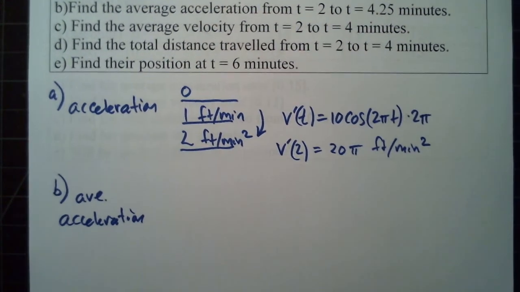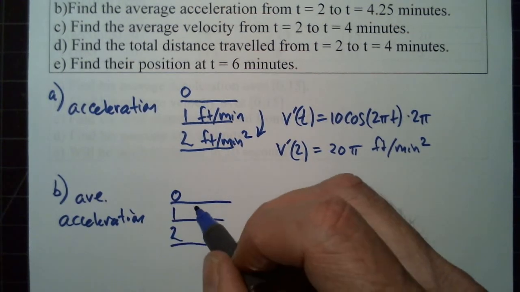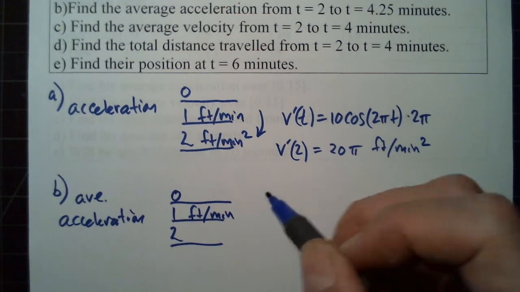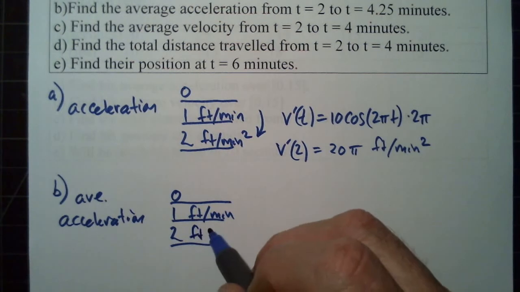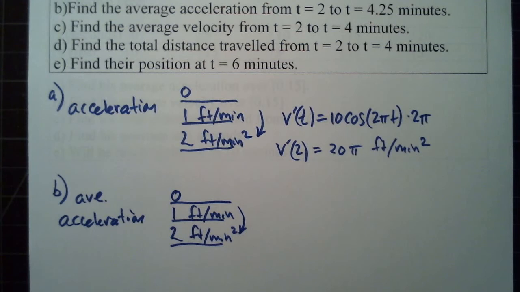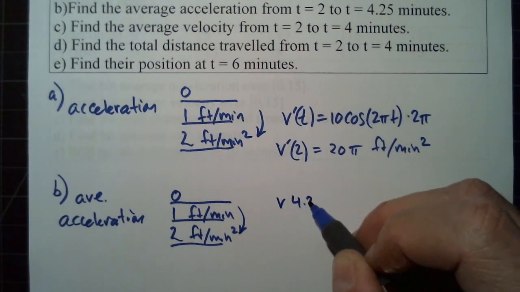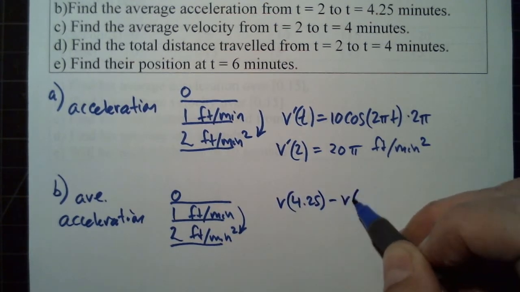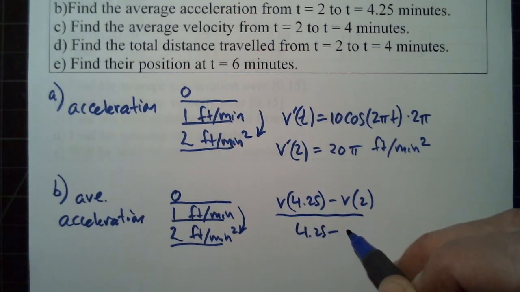If we want the average acceleration, we look at this again, and we know that we're starting on feet per minute because that's what's given, velocity. And acceleration, we know we're moving down a level. So that means we need to use the average rate of change. We don't want to use the integral. We have to find the slope. And the slope is going to be v at 4.25 minus v at 2 over 4.25 minus 2.